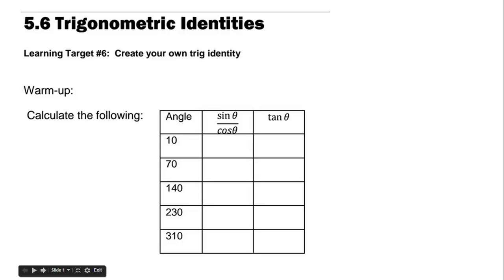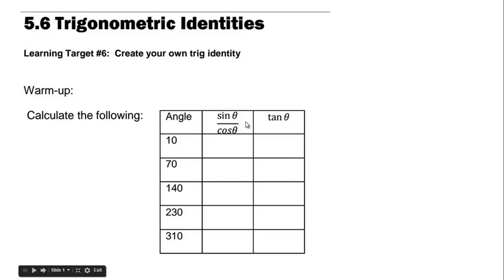Okay, welcome to our fourth lesson on trigonometry. This is actually, I changed the order a little bit. This is actually listed as 5.6, learning target 6, but I decided to do this before the sine and cosine law, because it kind of goes with the other stuff.